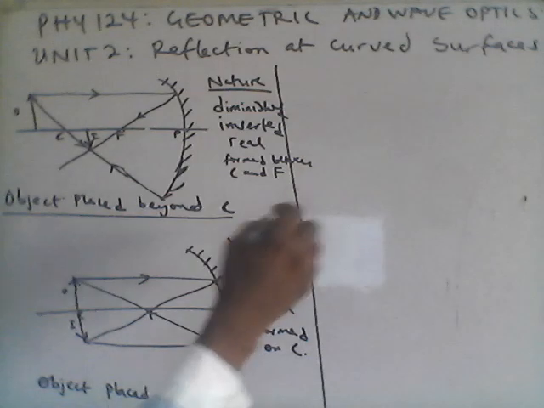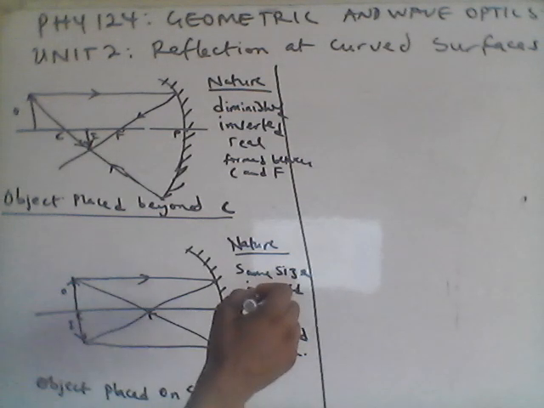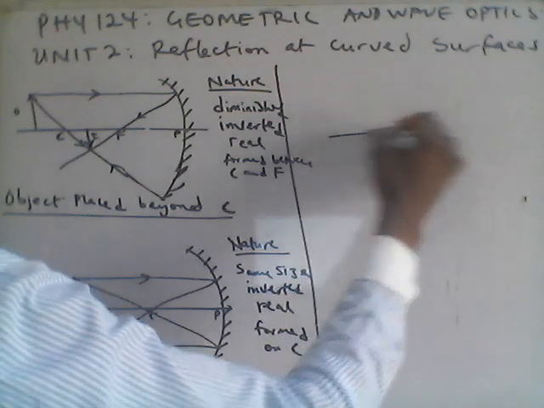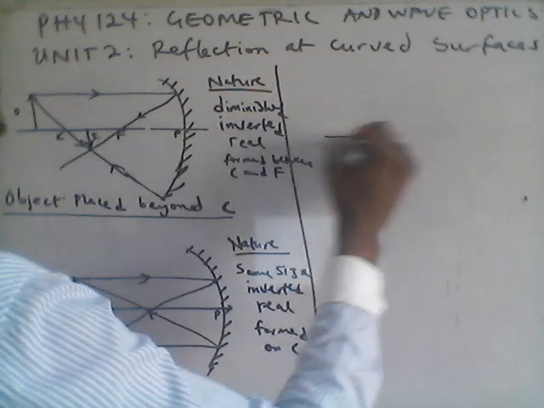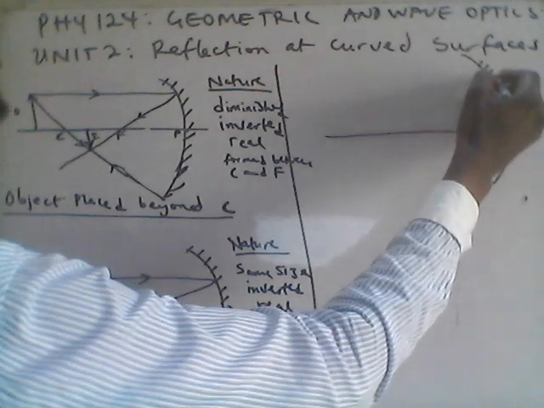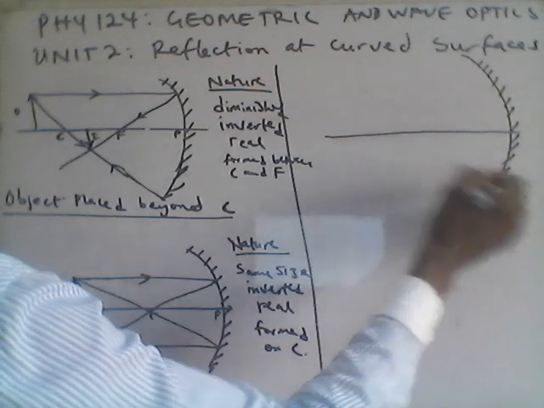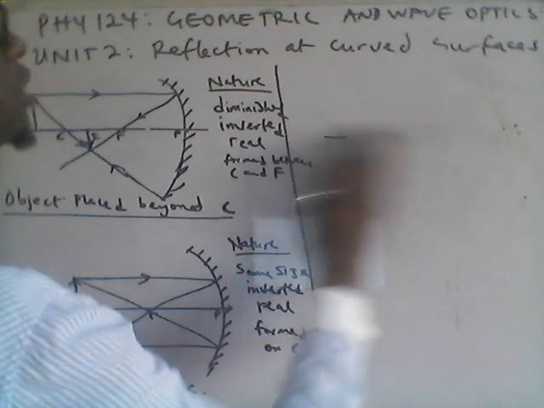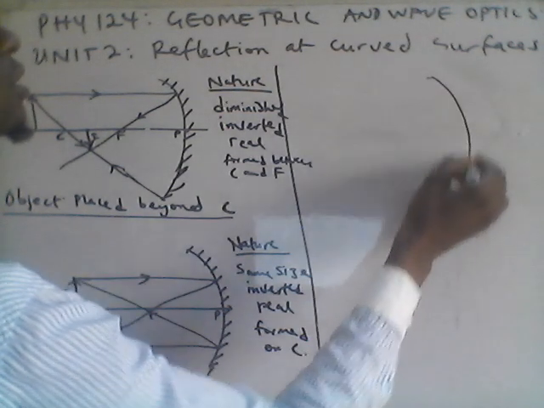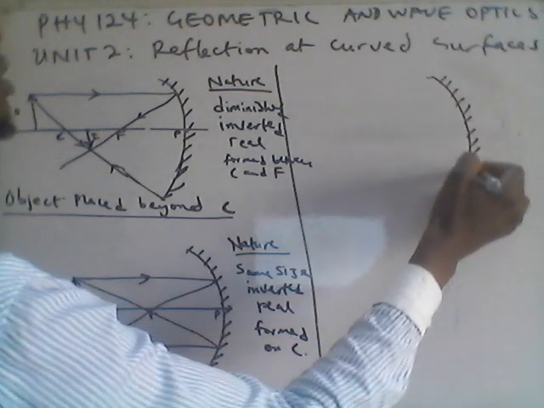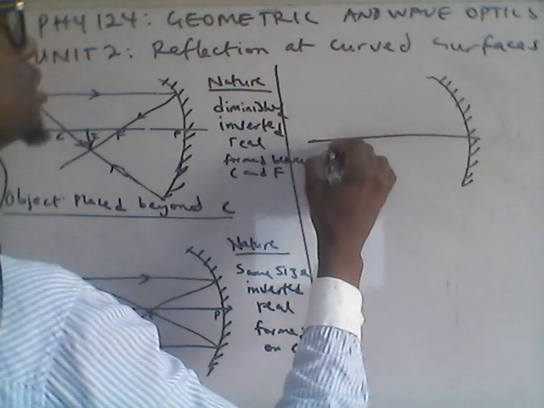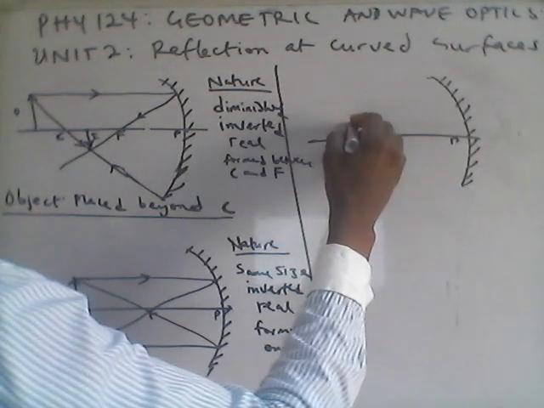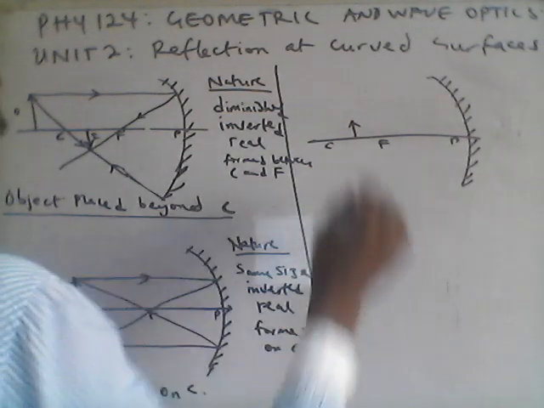Another one is when we now place the object between C and F. So I'll come here, I'll draw my principal axis and the curved mirror like this. So I have C, F, and P. I want somewhere I can put my nature. So this is the principal axis, this is C, F, and P, and the object is placed between C and F.